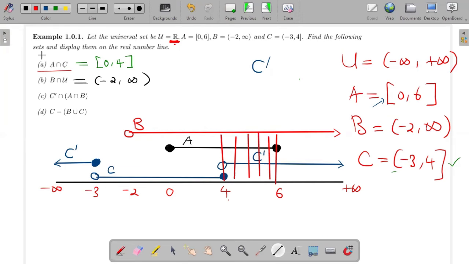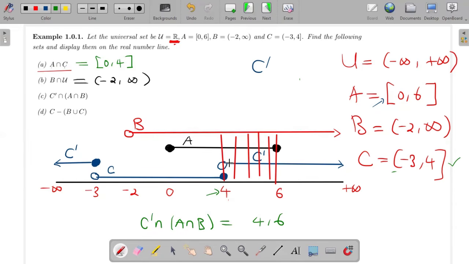Okay, so I'm just going to write that C complement. Hey, what's happening to my pen? So C complement intersection A intersection B is equal to, I've seen that the answer is between 4 and 6. So now let me determine the type of brackets that I'm going to put. I'll start at this 4 here.